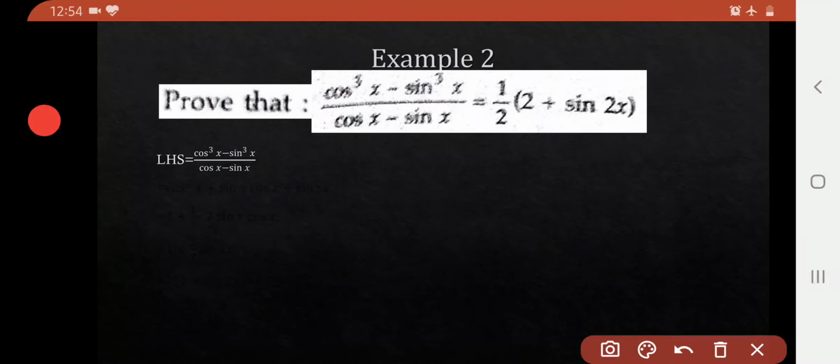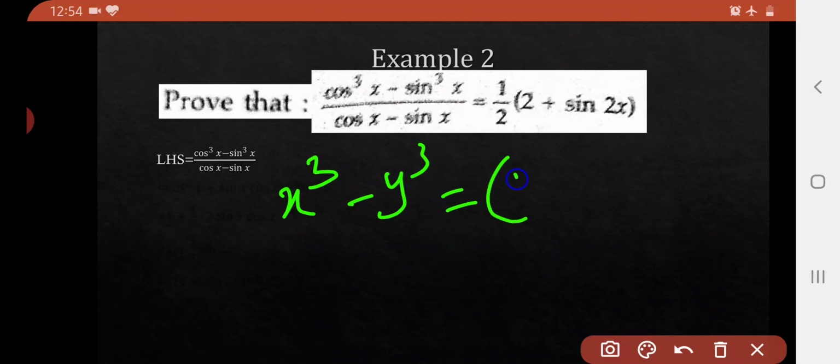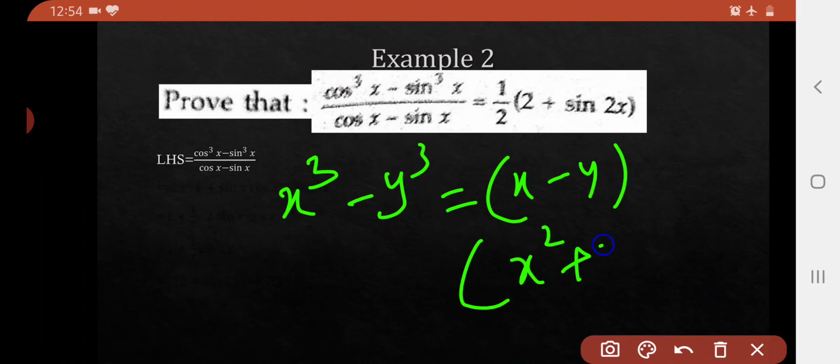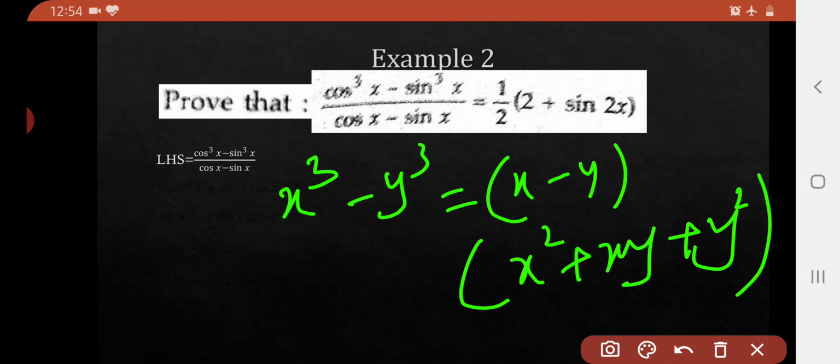If you remember, x cube minus y cube can be written as x minus y into x square plus xy plus y square. This is a very well-known algebraic identity which we have studied in our junior classes. So if I have x minus y at the denominator, this x minus y will get cancelled. I will be left with x square plus xy plus y square. So let me do that.